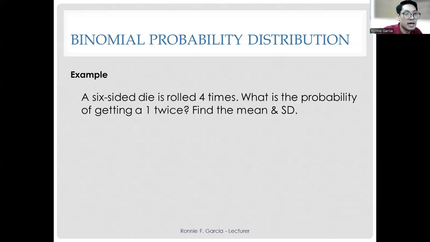A six-sided die is rolled 4 times, and what is the probability of getting a 1 twice? Find the mean as well as the standard deviation. This is actually the first example given a while ago, and we have already proven that this is a good example of a binomial probability distribution since it satisfied the conditions given.